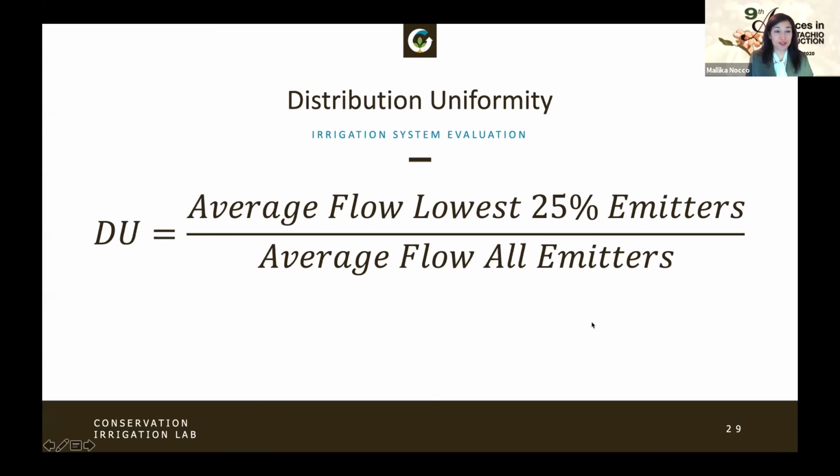Bringing back this distribution uniformity calculation, because now we're going to talk a little bit about it and do an example. So that's the average flow in the lowest 25% of your emitters over the average flow of all of the emitters.